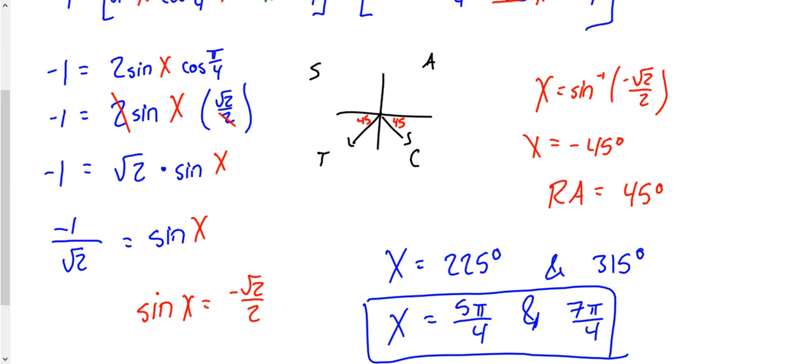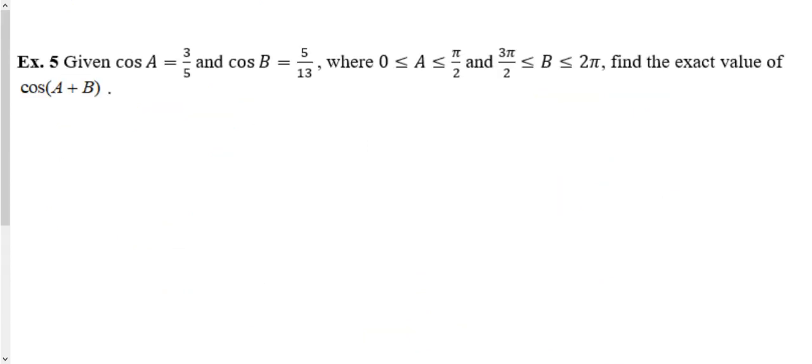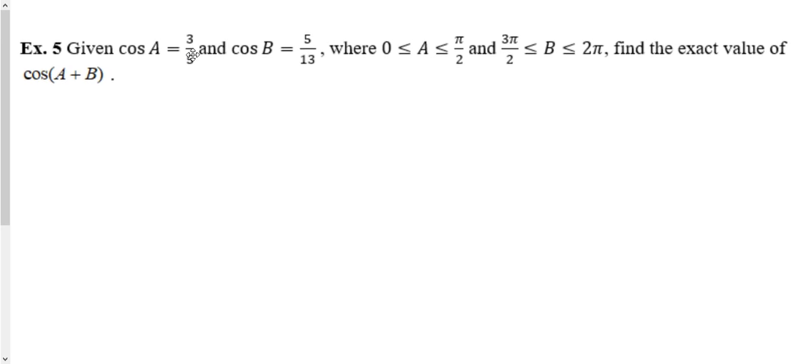And last but not least, we have example 5 here. It says, given cos A and cos B both have fractions on them, where A is between 0 and pi over 2, which is 0 and 90 degrees, by the way, so you're in quadrant 1, and B is between 3 pi over 2 and 2 pi, so you're in quadrant 4 for B. Find the exact value of cos A plus B.